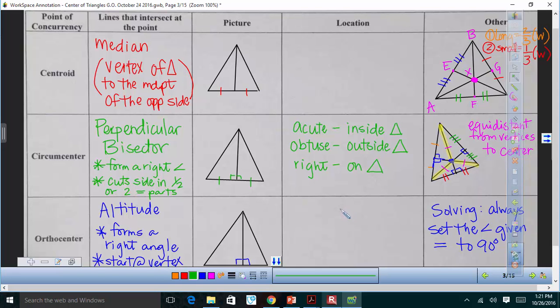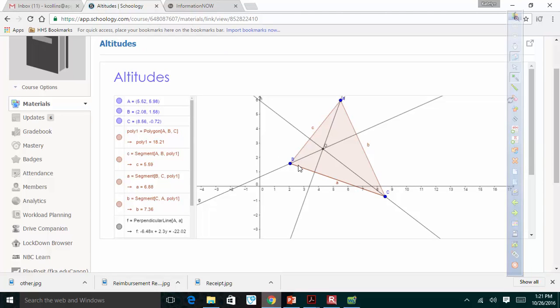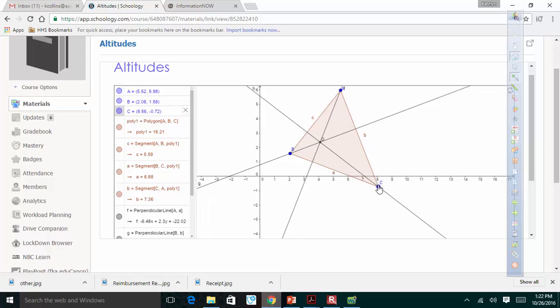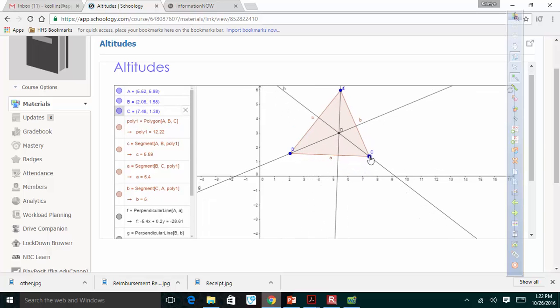Okay, and so I looked at some of y'all's sheets and we got different answers for some of them. So we're going to go back through and look at them together. Let's look at altitude first, okay? So if we're looking at an altitude and I take this point C and I make it first an acute triangle. So acute is all angles under 90. Are all those angles under 90? So where is it when it's acute? Inside.